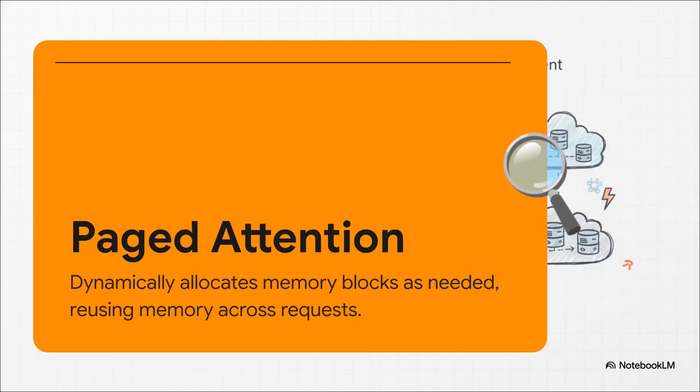When your startup actually goes live and you're suddenly handling hundreds of concurrent users, a framework called VLM absolutely dominates. And its secret weapon is this innovation called paged attention. Instead of grabbing these massive continuous chunks of memory up front, it dynamically allocates blocks of the model's key value cache only right when they're needed. By reusing memory efficiently across different requests, paged attention cuts your memory usage by up to 4 times.